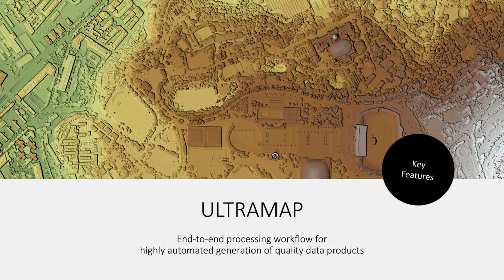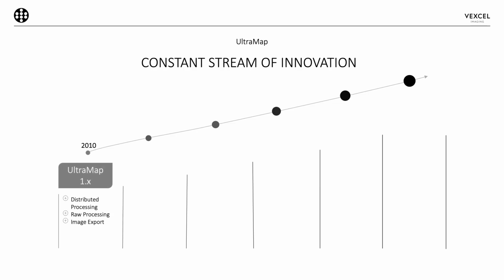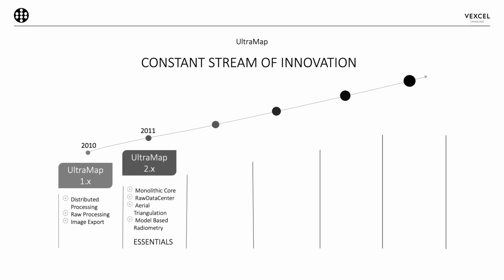UltraMap has a rich history and delivers a constant stream of innovation to our customers. It all started in 2010, when we introduced UltraMap version 1 with the raw data processing and a very flexible and intuitive distributed processing. A year later, in 2011, we launched UltraMap version 2, where we introduced the monolithic stitching as part of the raw data processing, and also implemented highly innovative features for the radiometric color balancing of a project.